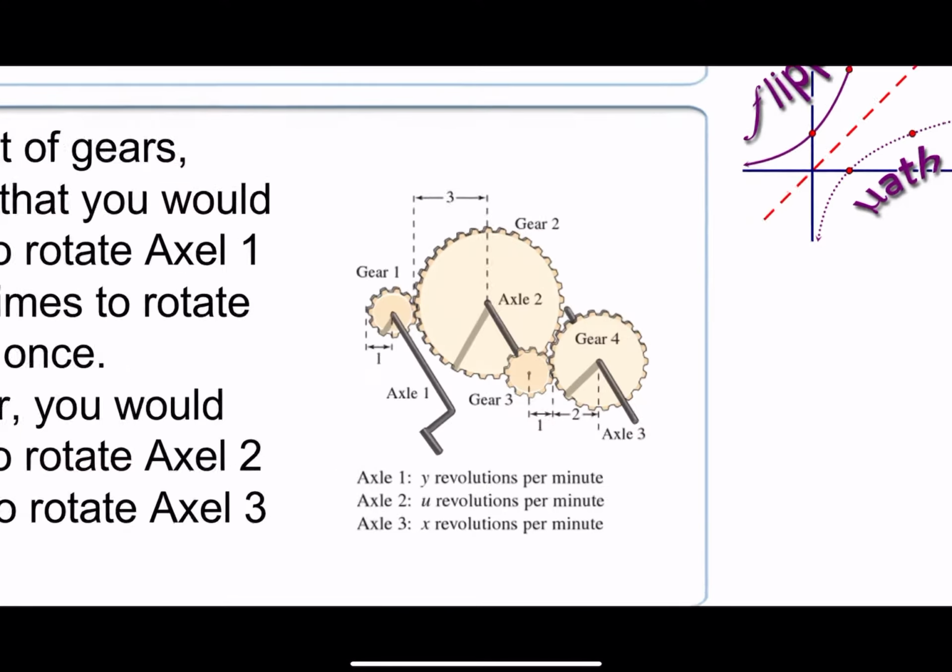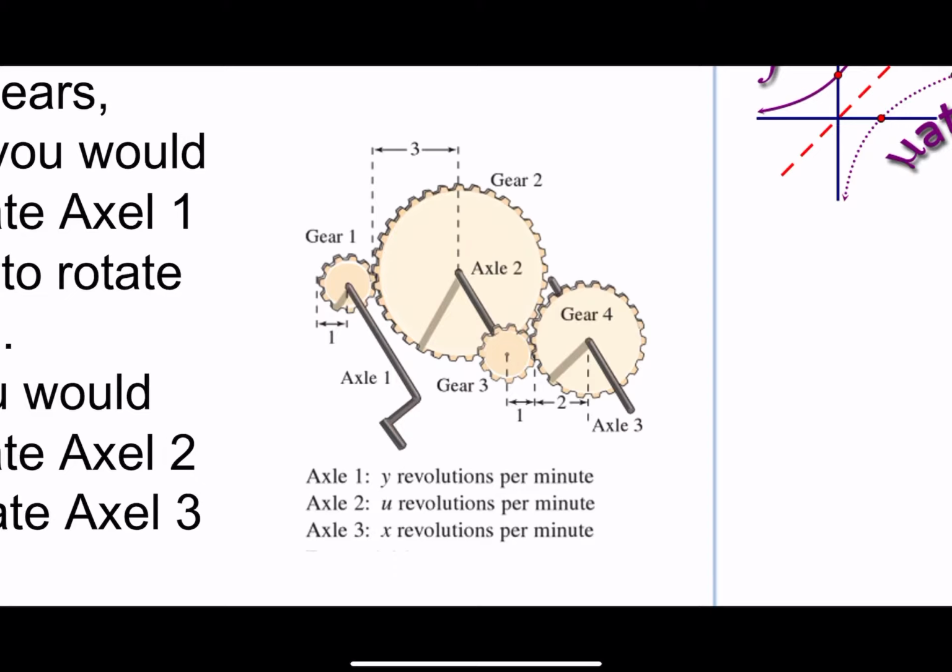Okay, so let's maybe zoom in here just a little bit. Now, you've got basically 3 axles and 4 different gears, and you have a crank handle right here, and you're turning this axle 1, which is going to turn gear 1. Gear 1 is going to then drive gear 2, which turns axle 2, attached to gear 3. Gear 3 is then going to drive gear 4, which is attached to axle 3. Okay, all right. So far, so good?